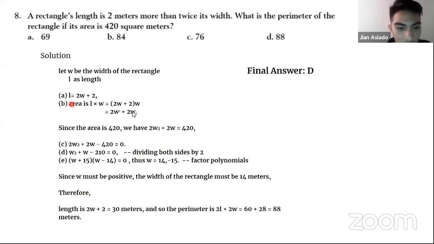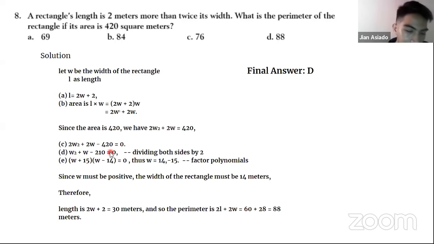And then the area. Area is length times width. So since this is your length, you just multiply it by the width, giving 2W squared plus 2W. Since the area is 420, we equate this to 420: 2W squared plus 2W, and we move 420 to the other side.